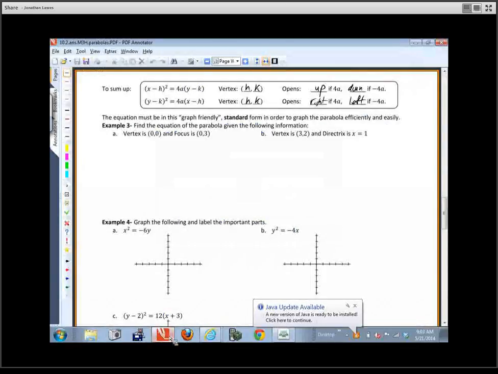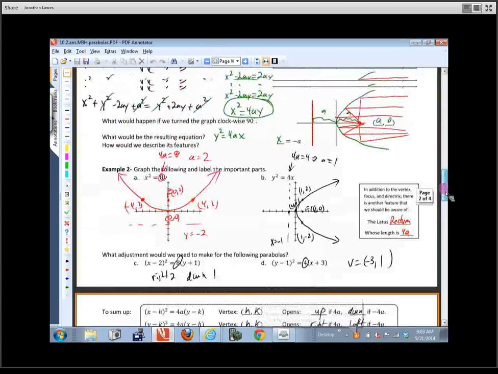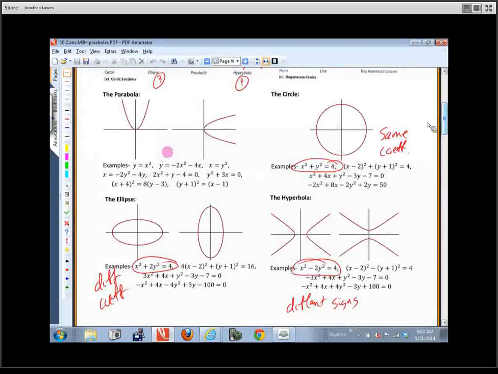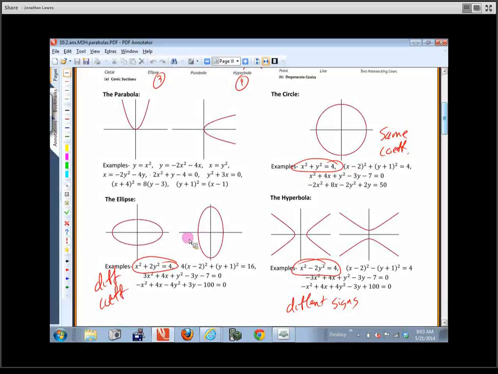Let's pick up where we left off yesterday. We were talking about the different conic sections. We had several examples, and we talked about how you can tell the difference between an equation that produces a parabola, an equation that produces a circle, an equation that produces an ellipse, and one that produces a hyperbola. So we've got those different examples right there.